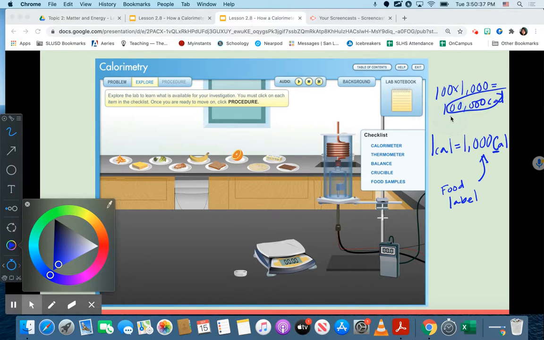But when they say that you need 2,000 calories a day, they're also thinking about big C calories. So now at this point, you should be able to calculate calories or have a general understanding of how to calculate calories using a calorimeter. In the next video, I'll do a couple more practice problems on how to calculate calories.